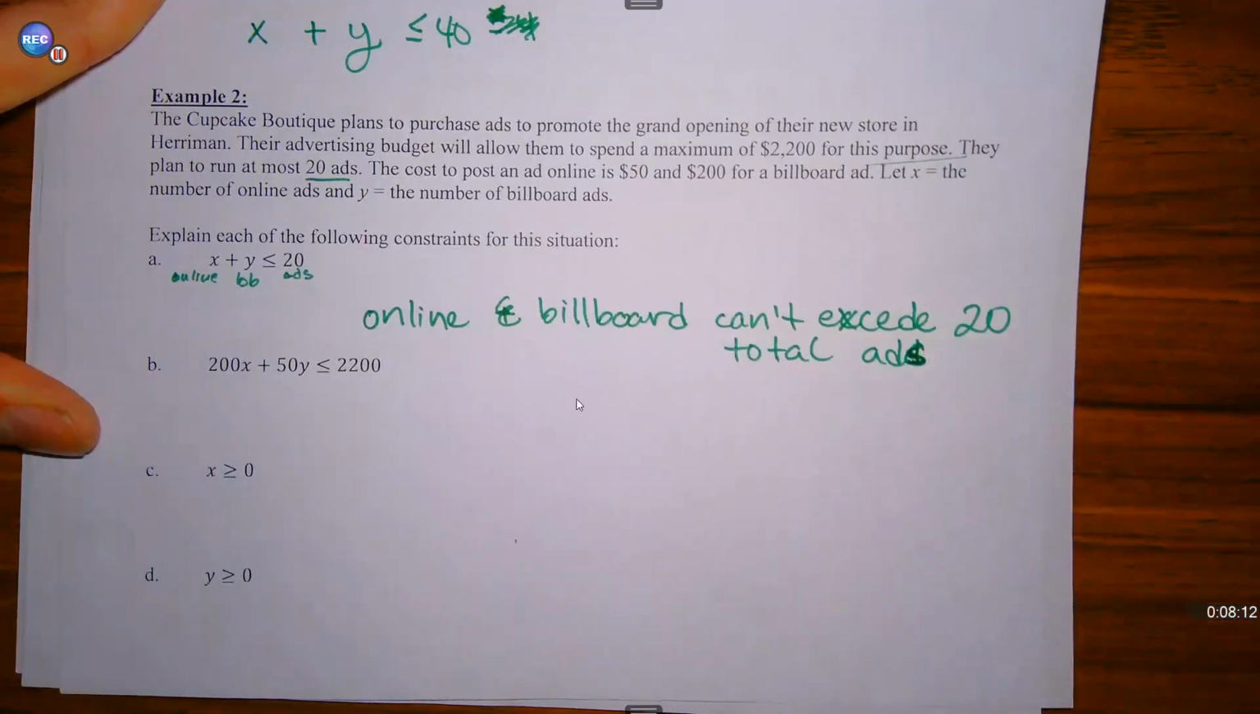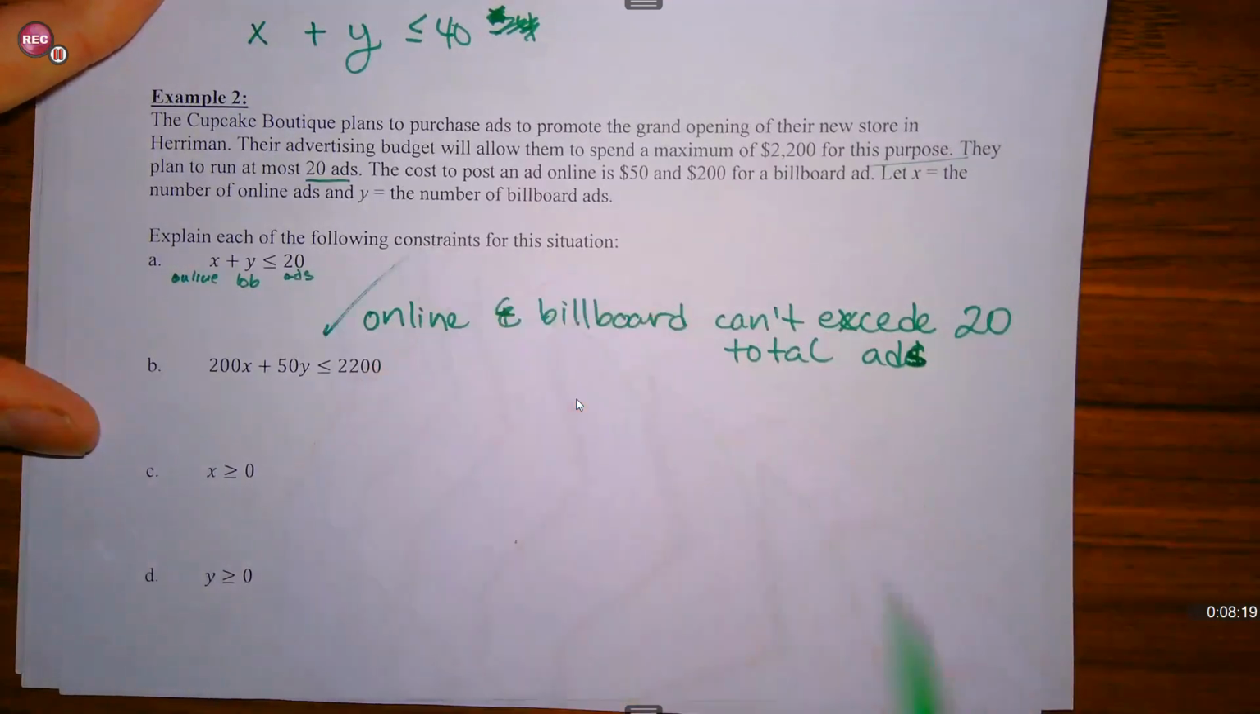It's ADS, my apologies there. That's pretty bad spelling on my part. I'm a math teacher after all. Okay, so that's what we're looking for right there. Online and billboard can't exceed 20 total ads.